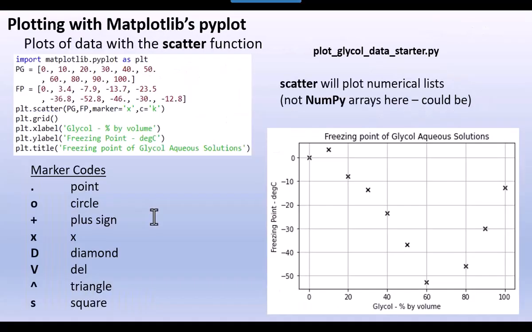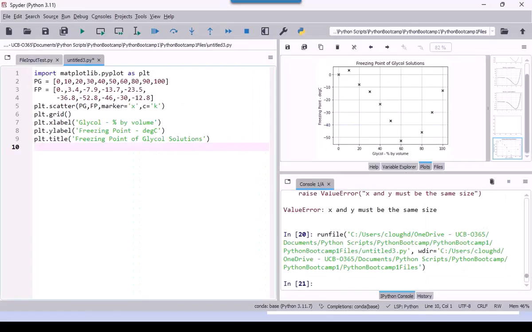And this shows the script, and then it shows your codes for markers, for a point, circle, plus sign, etc., all the way down to square, right? And we could have used NumPy arrays here, but scatter will plot numerical lists, so you don't need to have a NumPy array to do that. Okay, so let's come back and make some variations here. I'm going to change our marker here to S for square.